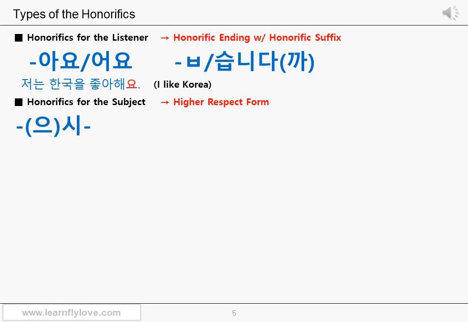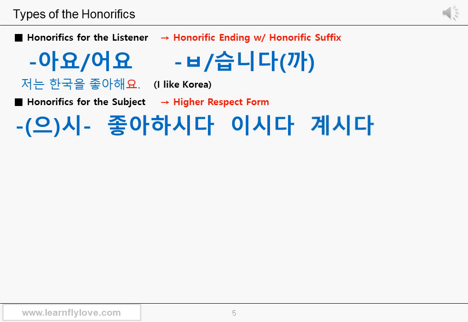You add 으시 or 시 sound to the stem. For example, 좋아하다 becomes 좋아하시다. And 이다 becomes 이시다 in a higher respect form. But some verbs have a special higher respect form. For example, 있다 turns into 계시다 when it means to be at a location, to exist, where the current state remains going on. And 먹다 turns into 드시다 in a higher respect form.